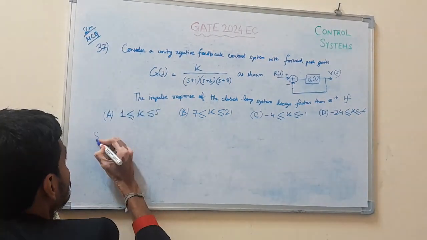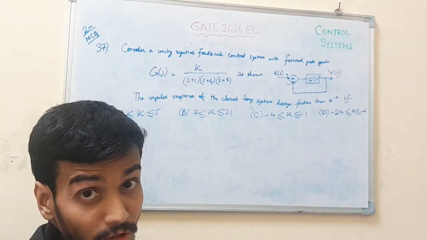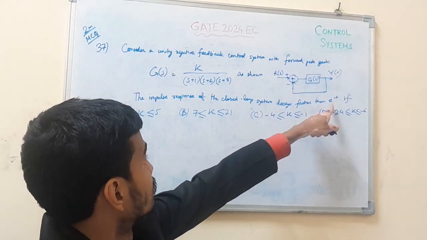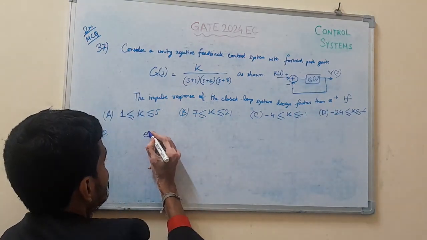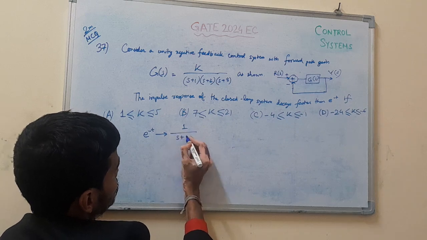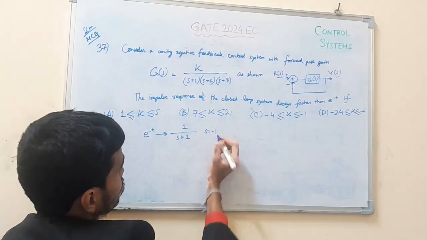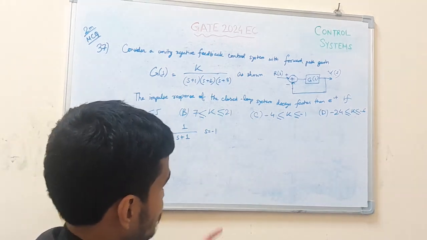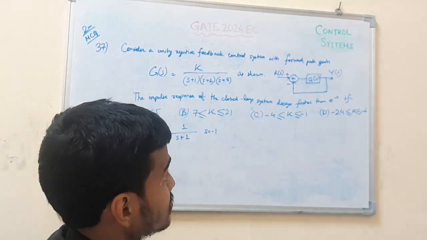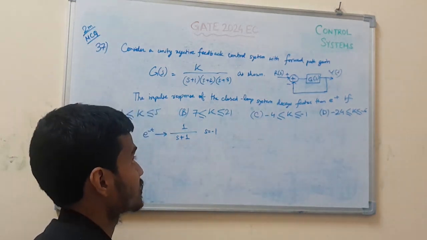Moving on to the solution to this question. It is a very simple question actually. We will solve it by simple mapping of this time: e to the power minus t maps to a closed loop pole at s equal to -1. So a system decays faster than e to the minus t if the closed loop poles are to the left hand side of s equal to -1.